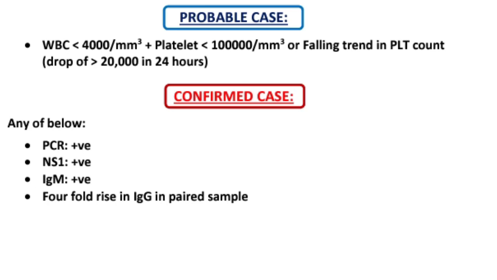Now, how will you say that it is a confirmed case? The confirmed case is a probable case plus any of these, which may be PCR positive, NS1 positive, IgM positive, or there may be a fourfold rise in IgG in the sample.